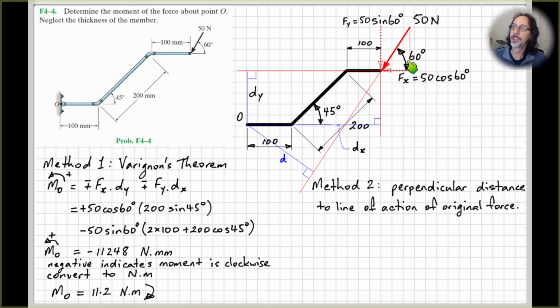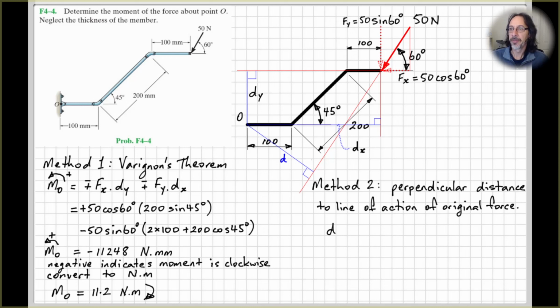Our 50 Newton force is acting at 60 degrees to the horizontal. The line of action comes down here. And then our definition of a moment is the force times the perpendicular distance from the point we want to calculate the moment about to the line of action of the force. This distance is perpendicular to the line of action of the force. We could do some trigonometry and geometry and work out exactly what this value is, but I'm not going to do that in this video. I can see just by looking at this that it's going to be approximately 200 millimeters, thereabouts, maybe a little bit more.